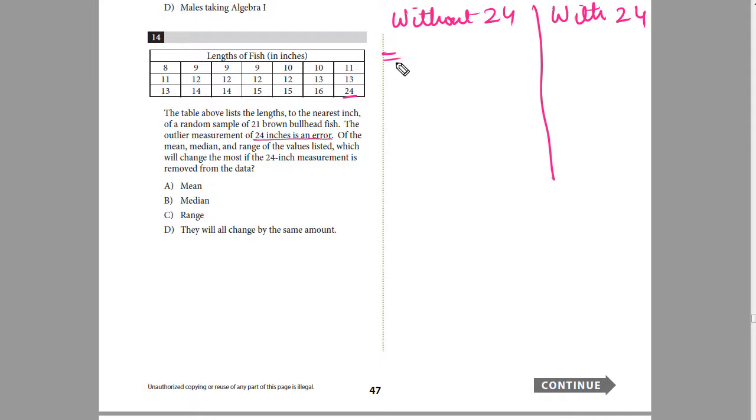Now I'll choose the calculator and do my working. Without 24, I'll add all the values and divide by 20. The sum of all the 20 values is 238, and I'll divide it by 20. So 238 divided by 20 is equal to 11.9. Now with 24, the total sum will become 238 plus 24, that is 262, and I'll divide it by 21 because now I have included 24. So 262 divided by 21 gives me 12.47 or 12.5. So this is the mean without 24 and with 24.